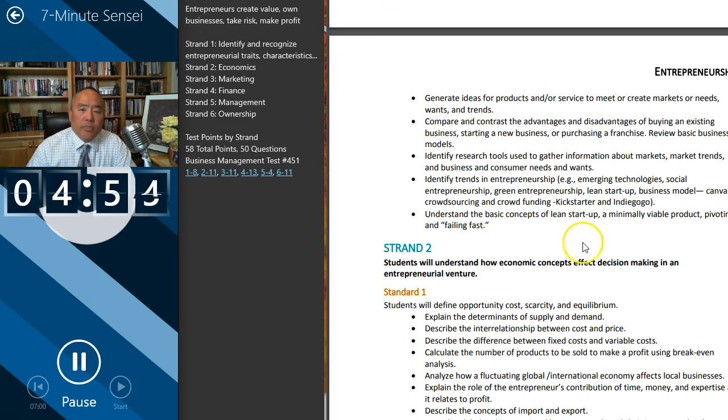In Standard 3, you learn about different types of business models. You can start your own business, or you can purchase a franchise and work with a proven business model. You can look at emerging technologies, or you can look at social entrepreneurship, which is focused on some kind of good social cause.